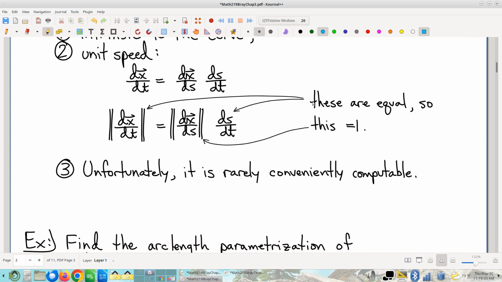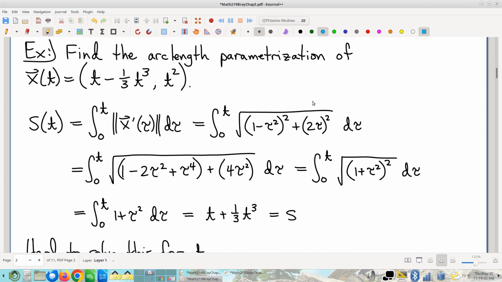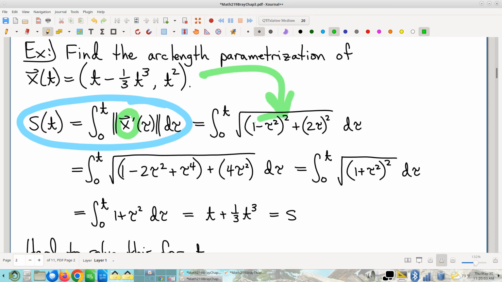Other cool properties. Arc length parameterizations have unit speed. That's pretty neat. Here's a quick example. Here's a parameterization. Let's try to make an arc length parameterization. Well, I need to compute the relationship between s and t. So I need to compute this integral. Got to compute the velocity. The velocity comes out of taking the appropriate derivatives. You got to compute the magnitude of that velocity. Magnitude, of course, is the square root of the sum of the squares of the coordinates.